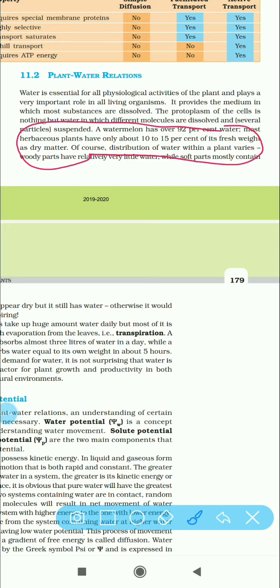Fresh weight is a weight which includes the water, and dry weight does not include the water. So when you completely remove the water, that means when it is dehydrated, what you see is everything except the water. So remember that even as dry matter, the 10 to 15% of the fresh weight was contributed by the water.